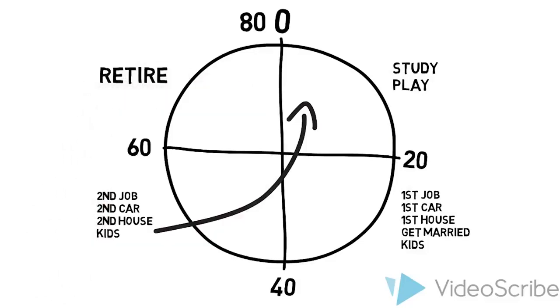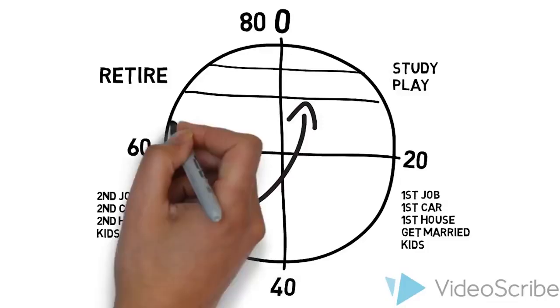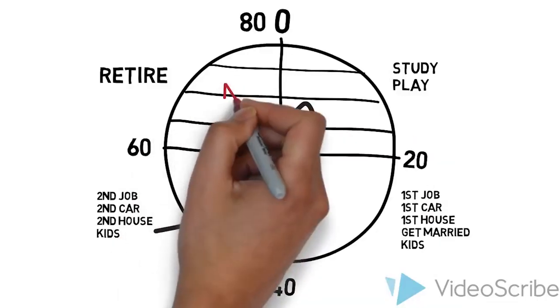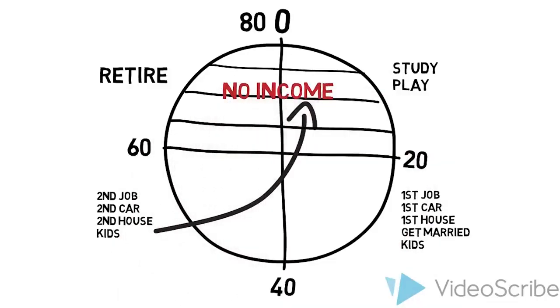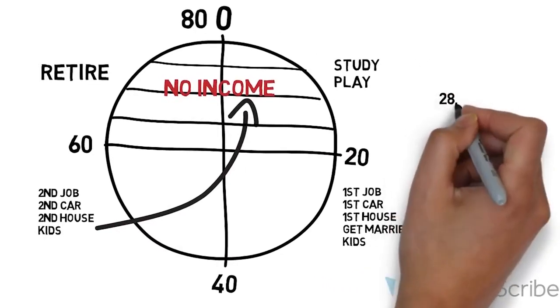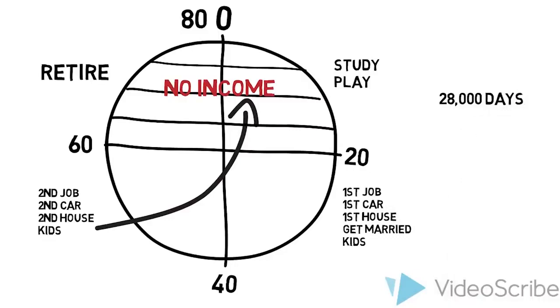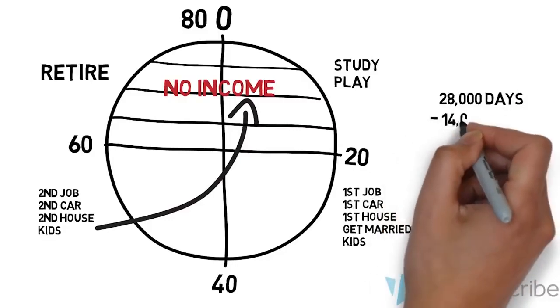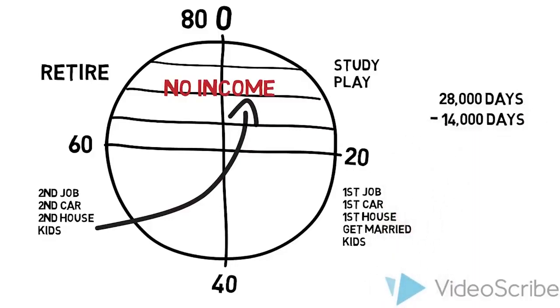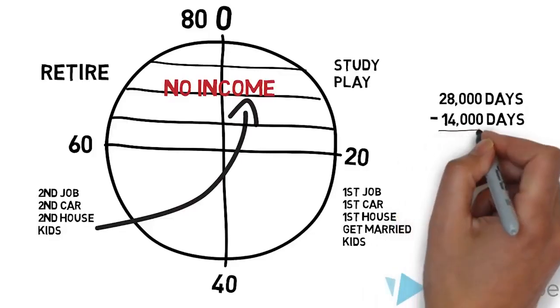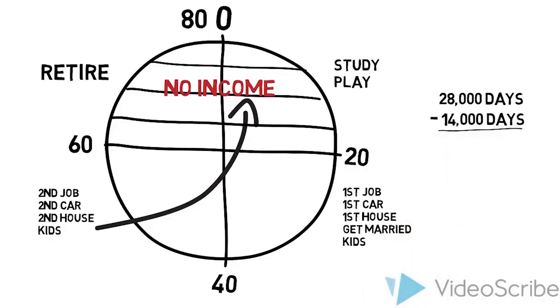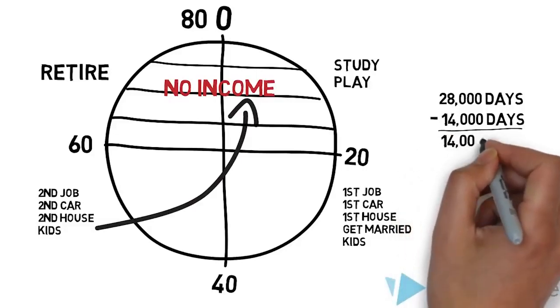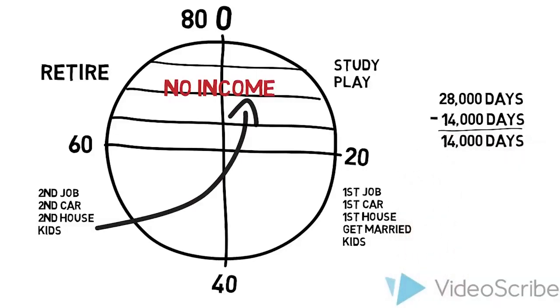60 to 80, we hope to retire. Now, this part of our life is the most important because there is no income. So we started with 28,000 days. If we subtract half of it, which is 14,000 days, we all have 14,000 days to achieve all our dreams. Our kids' dreams, our parents' dreams, whatever dreams we have, 14,000 days to achieve it.